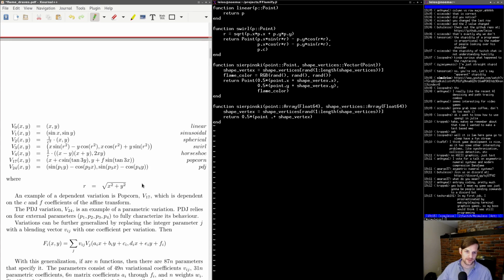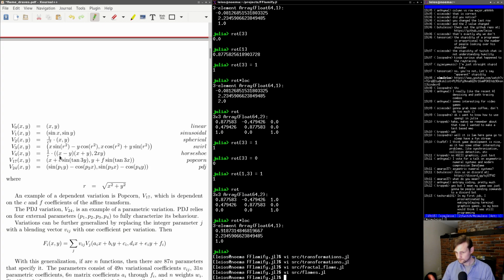Now, there are some things in here that we have to think about, like the popcorn kernel in here takes additional variables C and F, and we have to think about how we're going to read those variables in. In my opinion, we probably want to read them as an additional matrix A. And then we have to think about how we're going to do all these function pointers and stuff like that. But we're going to get to that later. Let's just get swirl implemented and then go from there.